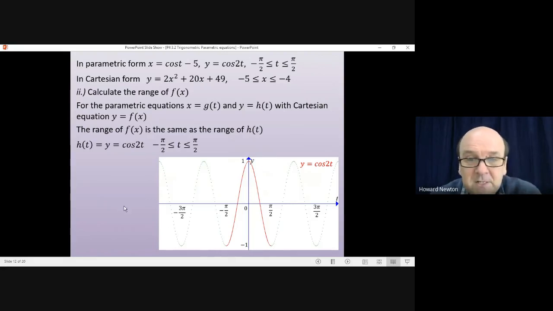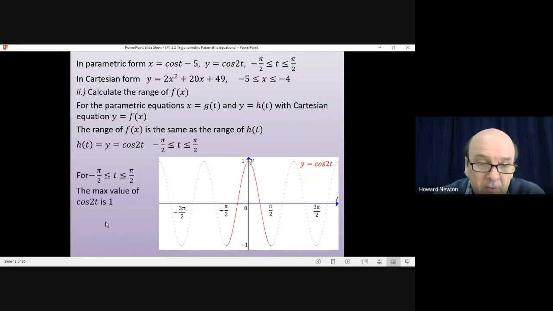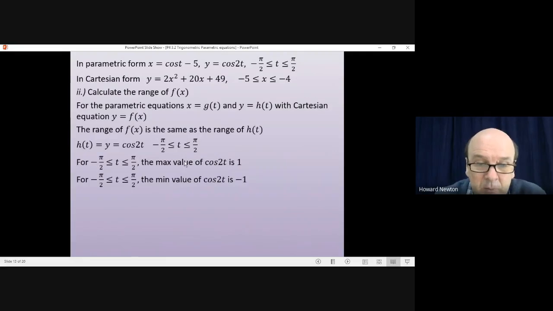And again, what we need to find for that is the range of this function. So what's the highest it gets to? What's the lowest it gets to? Well, the highest it gets to is plus 1 up here, and the lowest it gets to is minus 1 at both of these 2 points. So that's what we've just done.